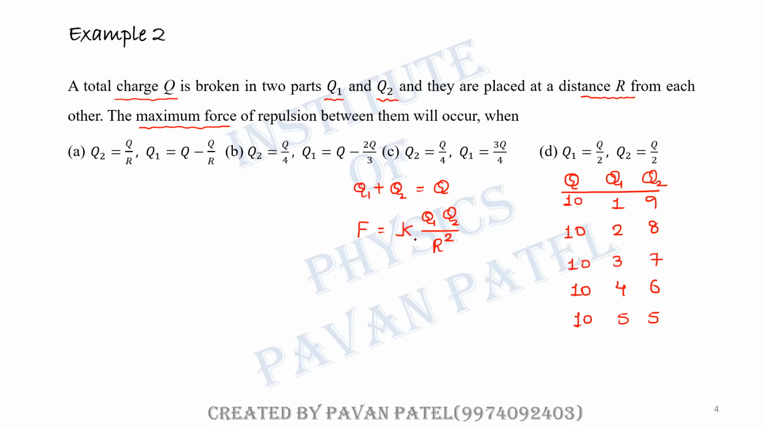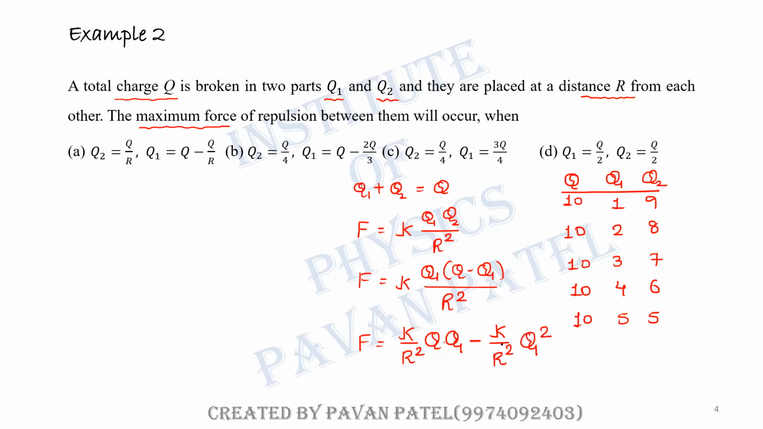We should understand that first: Q1 and Q2 are variables. Force is also variable. The value of force should be maximum, and according to that we need to find the values of Q1 and Q2. So I will convert the equation of force into one variable, and that is Q minus Q1. In place of Q2 I have substituted Q minus Q1, so F is equal to k divided by r square, Q into Q1, that's the first step, minus k divided by r square, Q1 square.